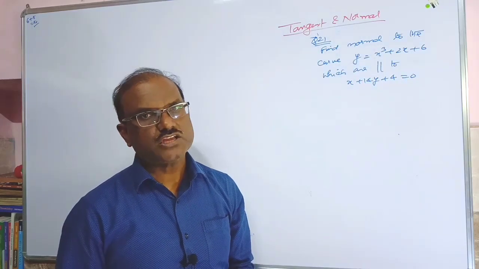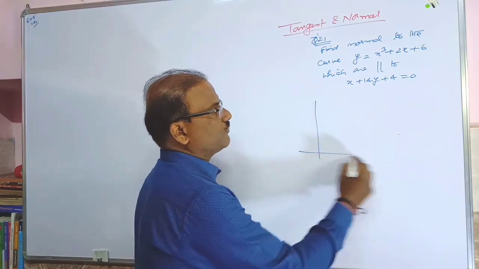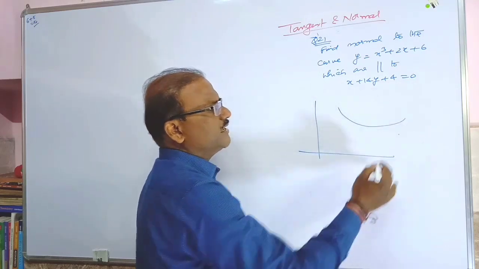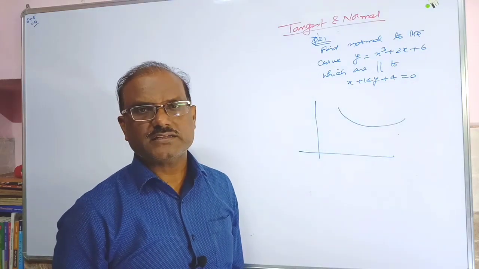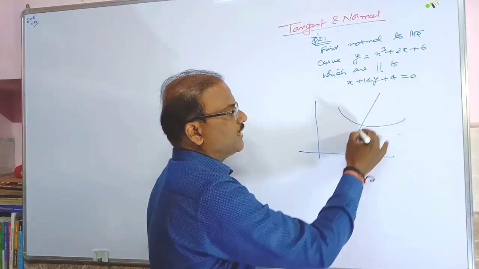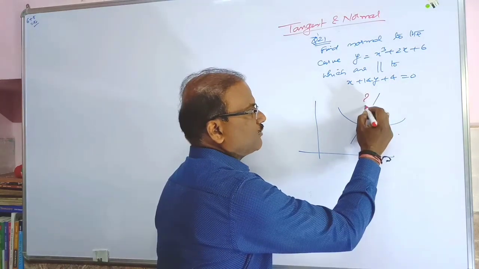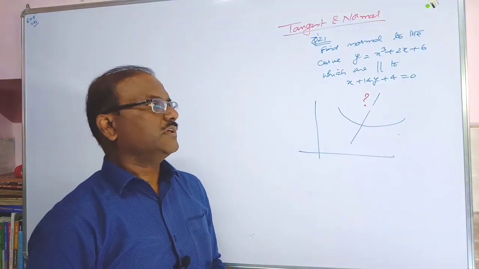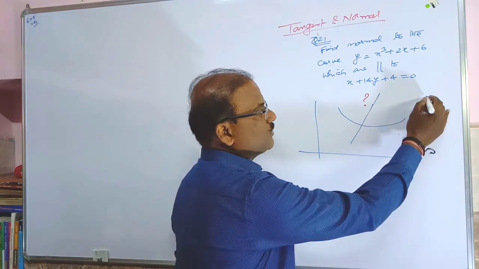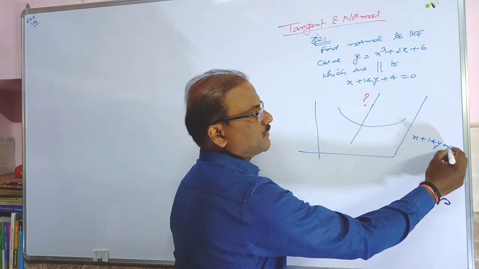हमें एक normal की equation निकालनी है. Normal means what? Equation of normal which is parallel to the given line. As we know, any curve having like this, है ना? We draw a curve. We have to find a normal. This is what we have to get. I am putting a question mark here. This is the normal we have to find, which is parallel to another line, which is named like this.